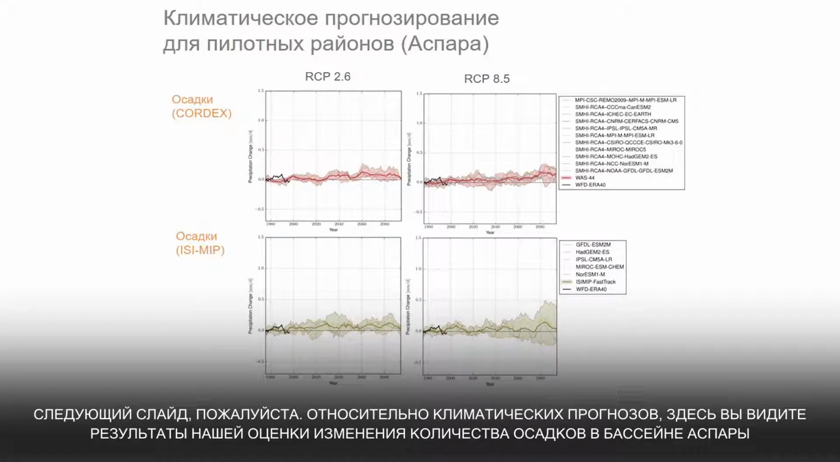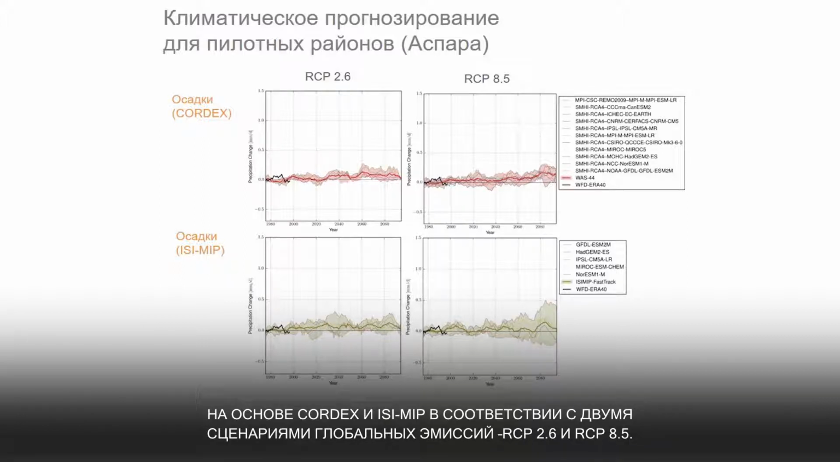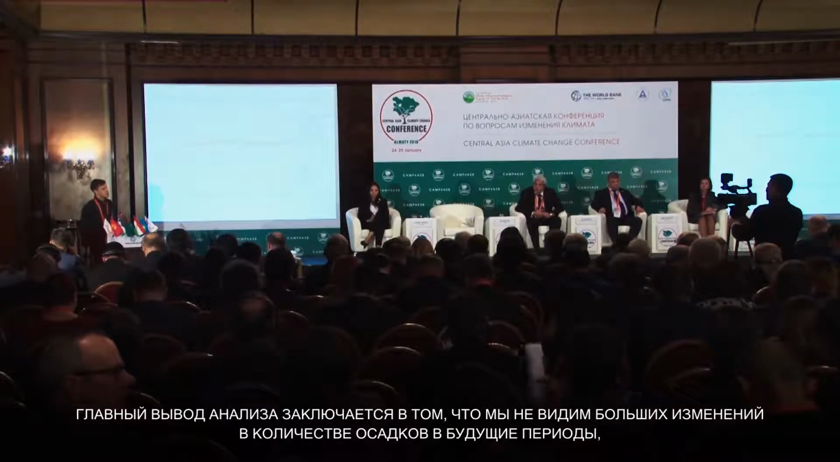So the next one. Regarding the climate projections, you can see here that we tried to assess changes in precipitation for Aspara, for CORDEX projections and ISIMIP projections on the two RCPs, RCP 2.6 and RCP 8.5. The main conclusion is that we don't see big changes in precipitation in future periods, but the multimodel spread is quite high.